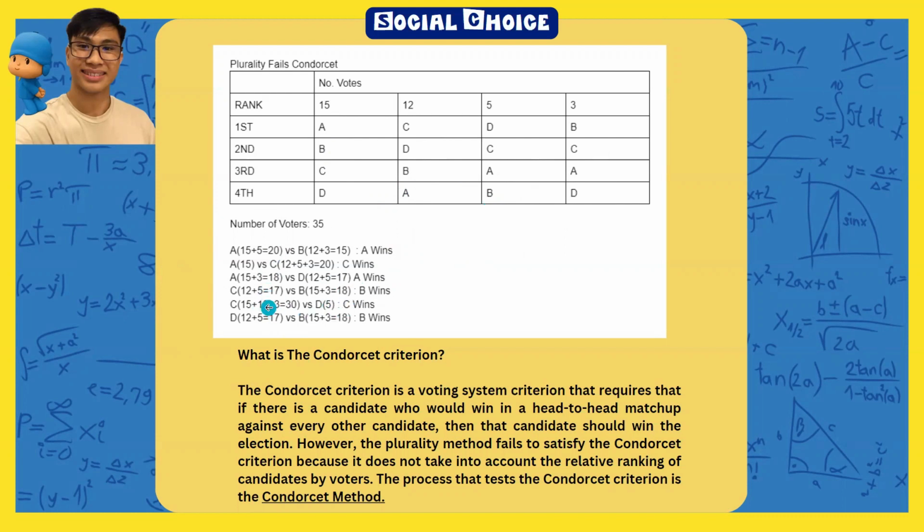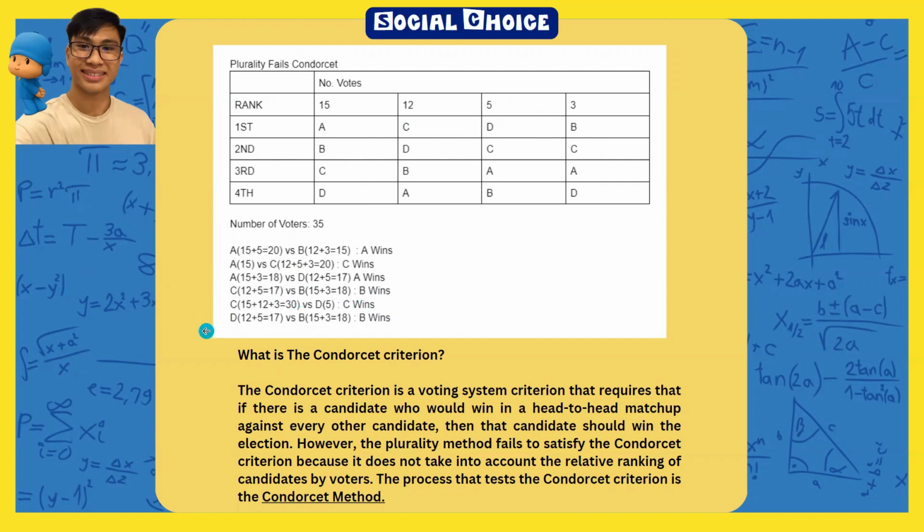Dito naman, mas mataas si C kaysa kay D dito. Makuha niya yung 15. Mas mataas si C dito ulit. Makuha niya yung 12. Mas mataas naman si D dito, so makukuha niya yung 5. Dito, mas mataas pa rin si C, so makukuha niya yung 3. So overwhelming pala si C dito sa part na to. So 30 versus 5. So malamang mananalo si C.